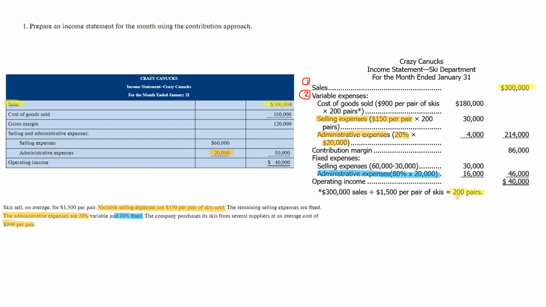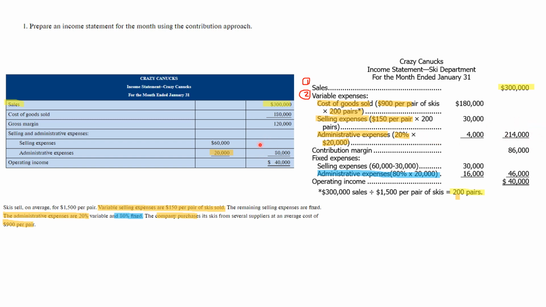So the cost of the purchases, our cost of goods sold, is going to be $900 per pair of skis. We already figured out there were 200 pairs of skis sold from our earlier calculation. So now we know our cost of goods sold is $180,000. From that we got all of our variable expenses: our cost of goods sold, our selling expenses, which were $150 per pair we sell, and our variable portion of our administrative expenses at 20%. So our total variable expenses is this $214,000.